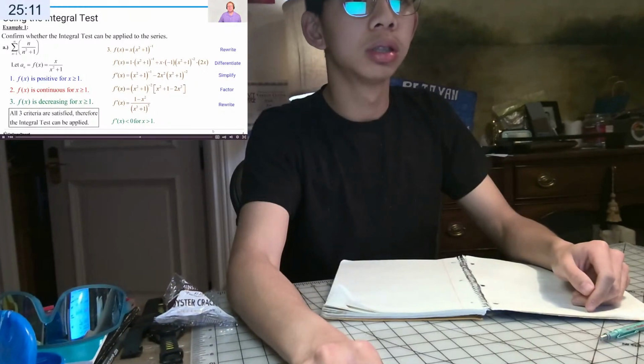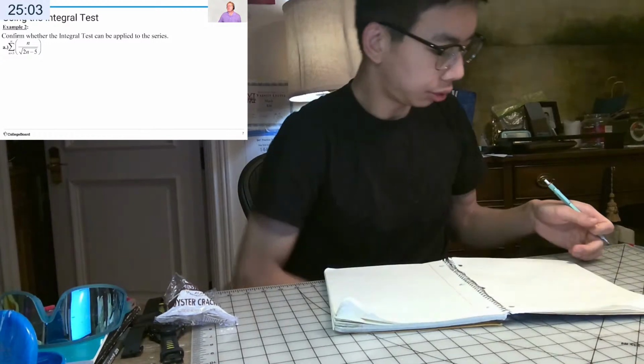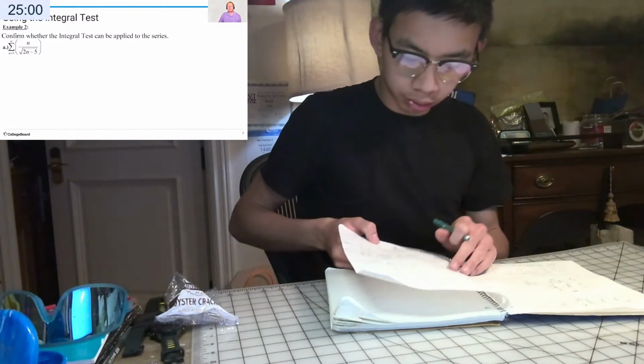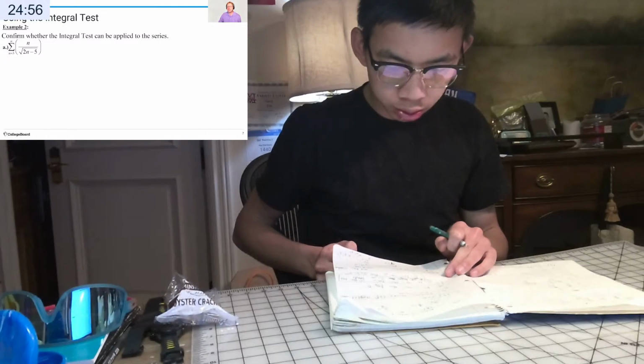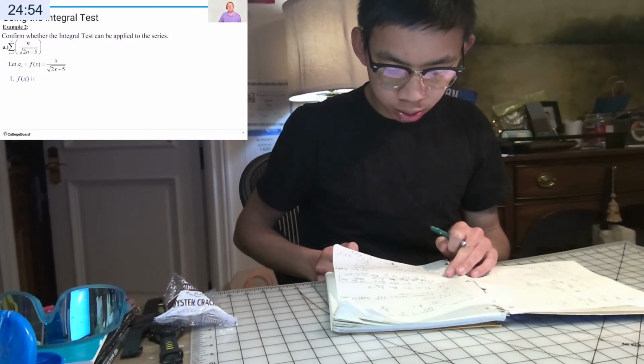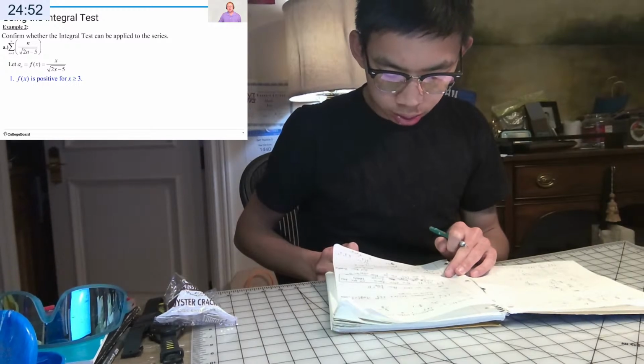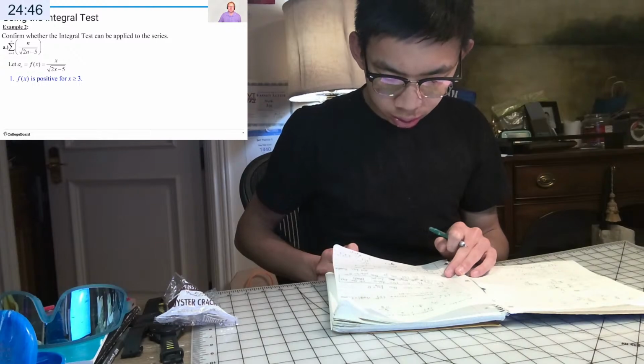Let's take a look at another real quick example of how we can use the integral test to determine if it applies. So let's confirm whether or not the test applies to this guy. The summation as n goes from 3 to infinity of n over the square root of 2n minus 5. Well, once again, we define our f of x. We very clearly can see that f of x is going to be positive for all x's, where x starts to be defined at 3.